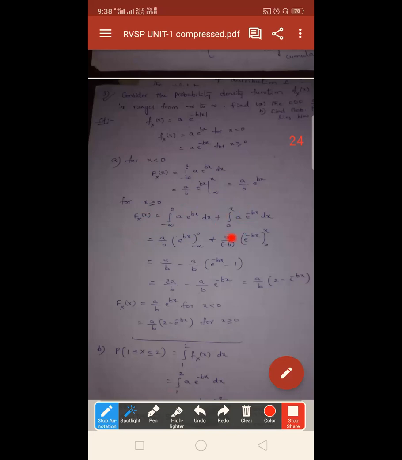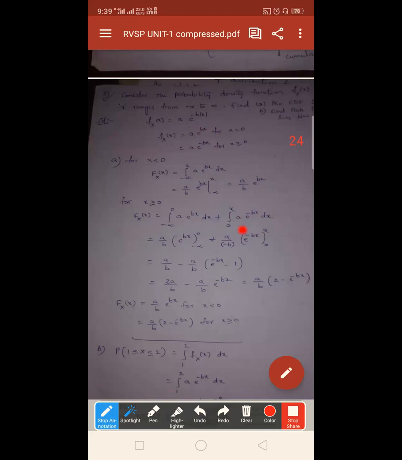Actually, you have to solve this problem by taking the limits integral minus infinity to x only, because here we have to split the integrations. The first term is the integral minus infinity to 0. The second term is the integral 0 to x. The integral minus infinity to 0 means negative values of x, that's why a into e power bx you have to write here.